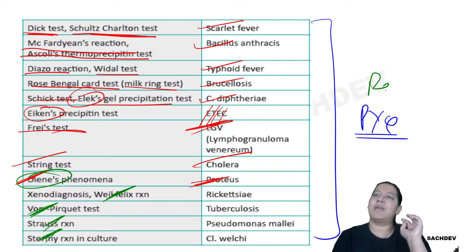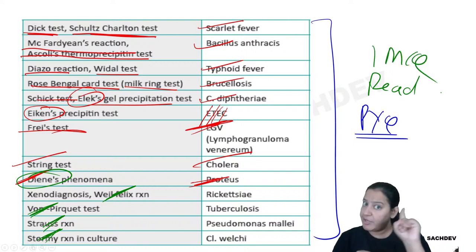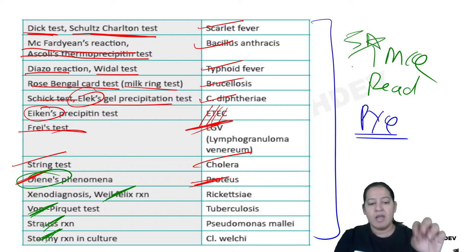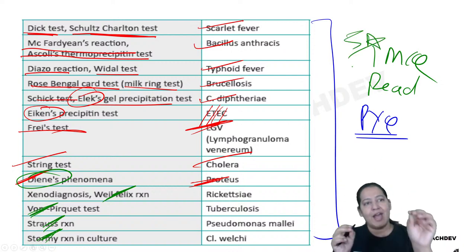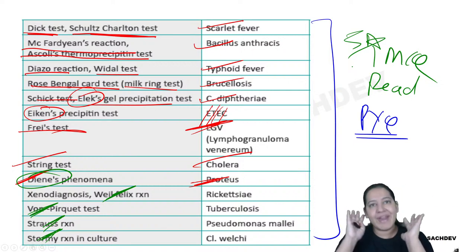Now read this table multiple times. Expect one question from this table. Expect in your exam one question from this table. It is that important. Make a 5-star over it. And if you want to know how many of these have already come, multiple have already come, and those that have not come can come anytime. So read this table. Read.